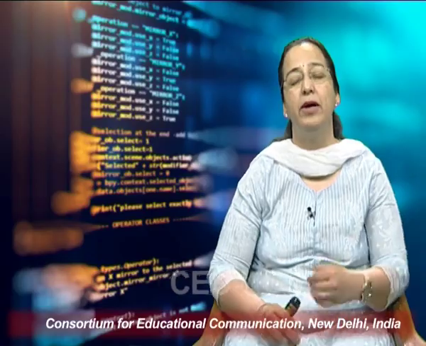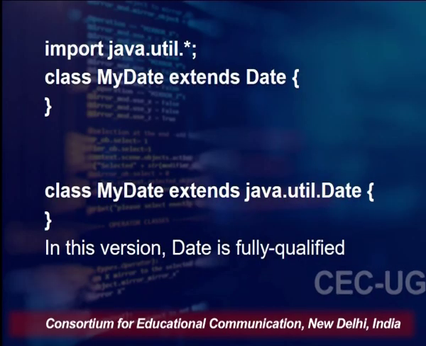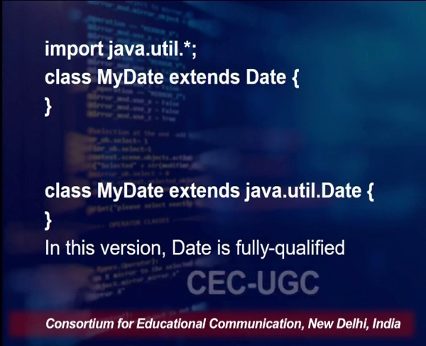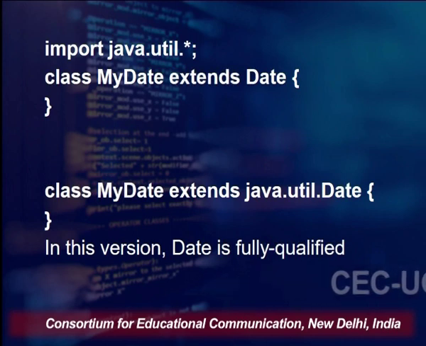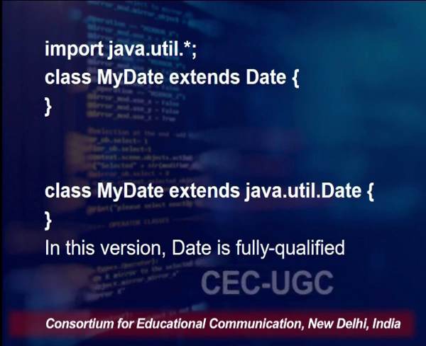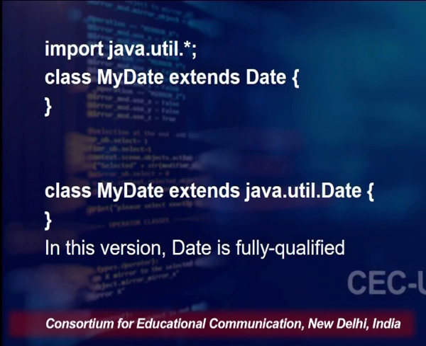And as I have told you, the import statement is optional. We can have a fully qualified class name which includes its full package hierarchy. Let us see that with the help of an example. Here, two pieces of code are given on the screen. One is import java.util.star and class MyDate extends Date, and there is some definition of the class within the curly brackets.